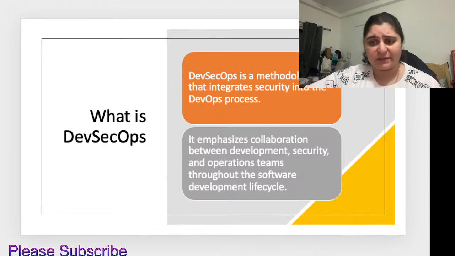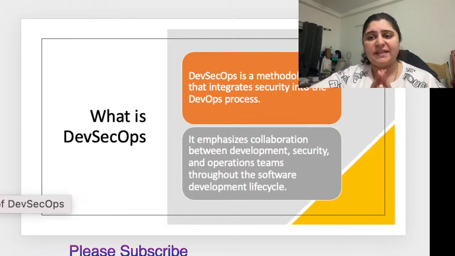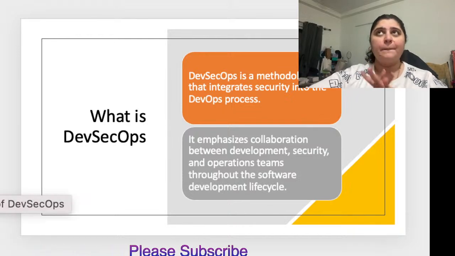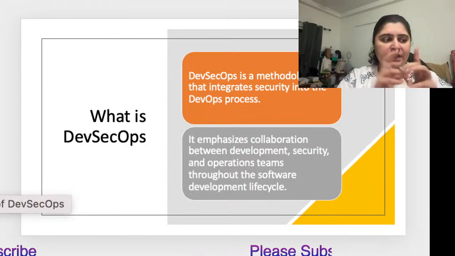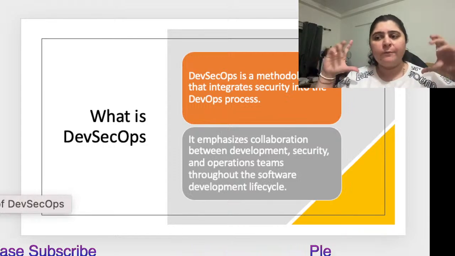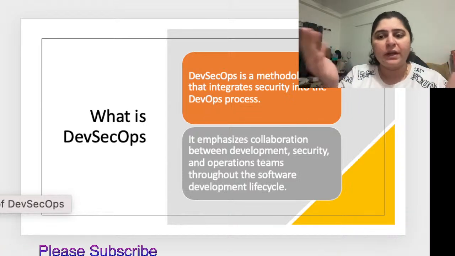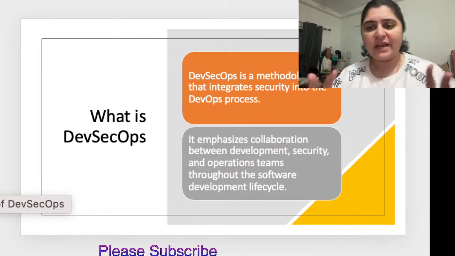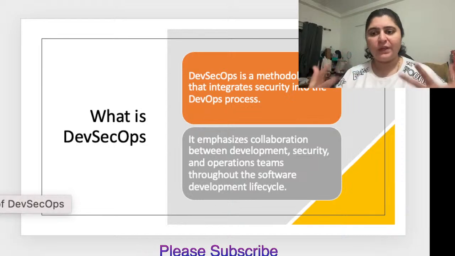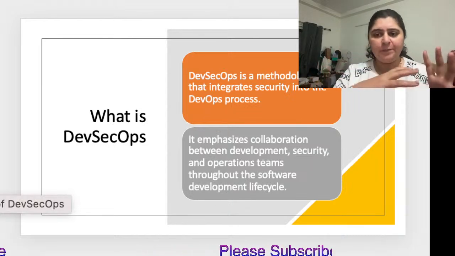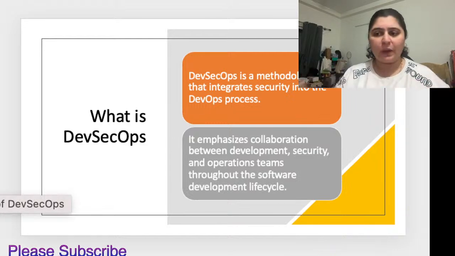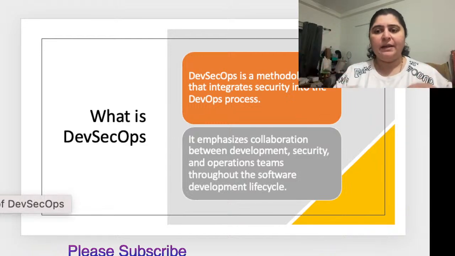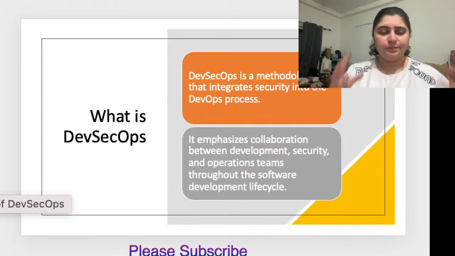Coming to what is DevSecOps? DevSecOps is basically a methodology. Basically, it is a method where you are integrating security into the DevOps process of your own company. It emphasizes collaboration between the development team, security team, and operations team throughout the software development lifecycle.